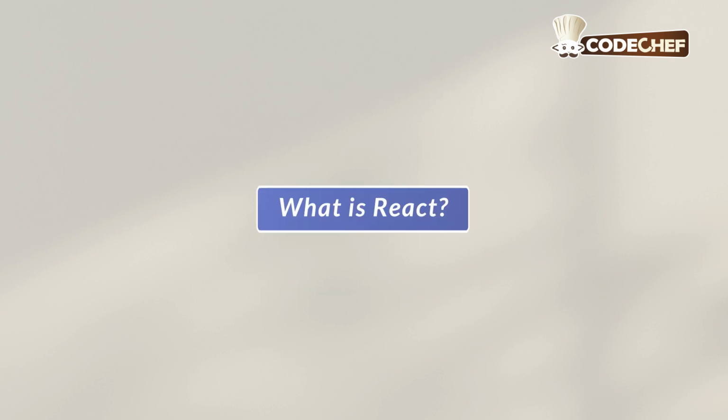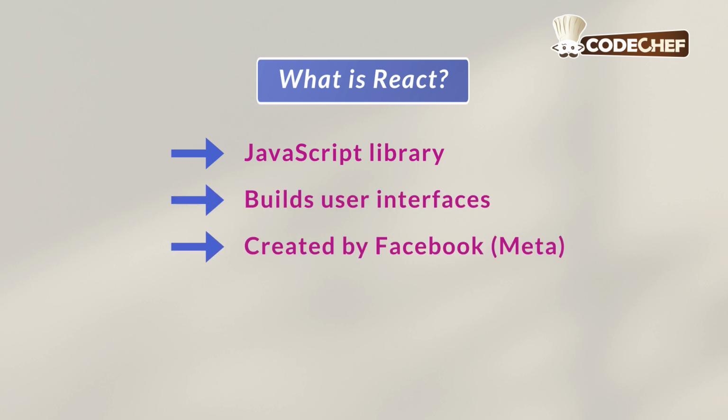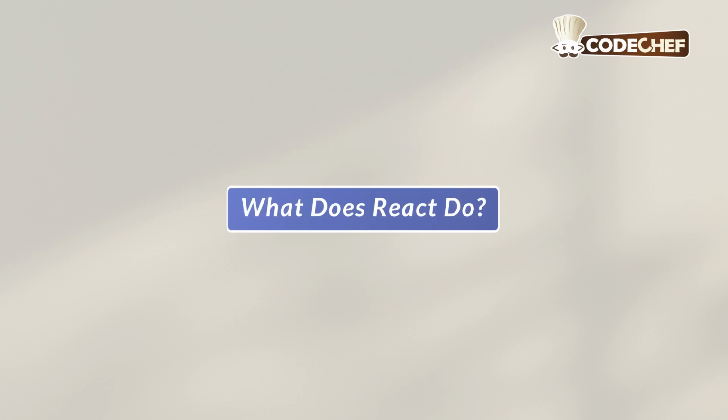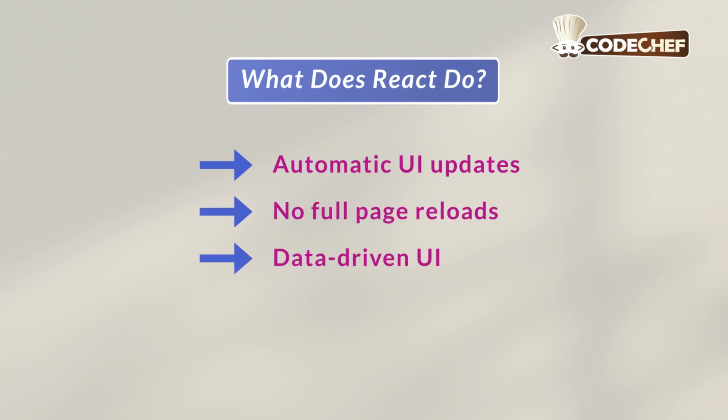So what is React? React is a JavaScript library used to build user interfaces. It was created by Facebook, now Meta, to make web applications faster, more interactive, and easier to manage. So what does React do? React automatically updates the user interface whenever data changes. There is no need to reload the entire page. React keeps the UI in sync with the data.